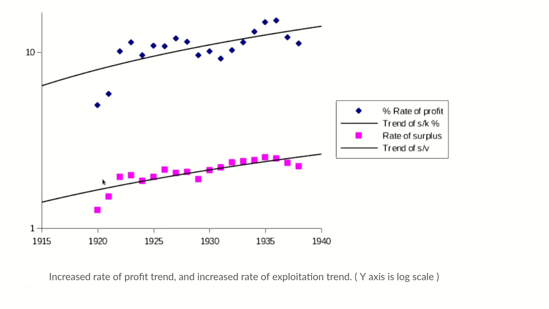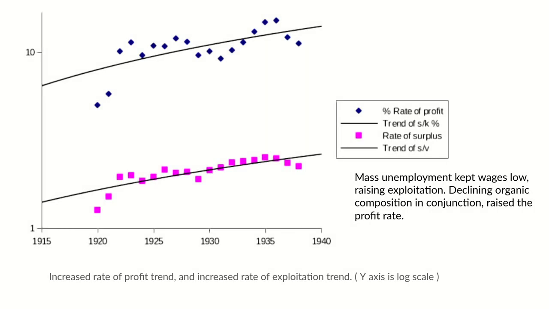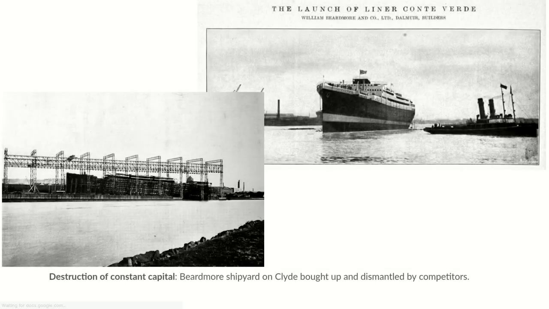However, a fall in the organic composition of capital can produce a rise in the rate of profit. The top line shows the trend of the rate of profit between the wars tending to rise, and the mass unemployment created during the interwar period allowed the rate of exploitation to rise. So this bottom graph shows the trend of the rate of exploitation. Both of those are rising. So from the point of view of the property classes, they were comfortable. So the two things together, mass unemployment, low wages and rising exploitation, along with a declining organic composition of capital, allowed the profit rate to rise.